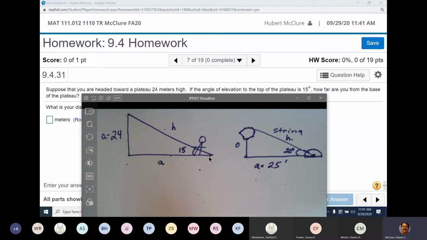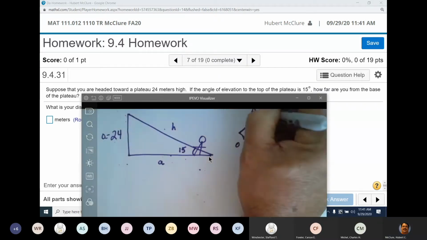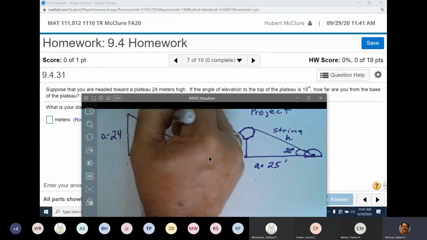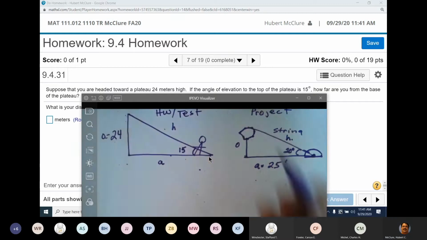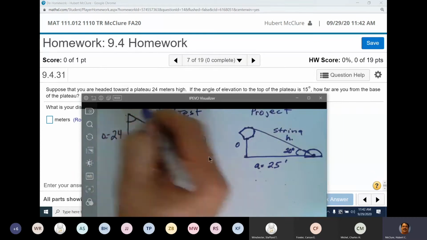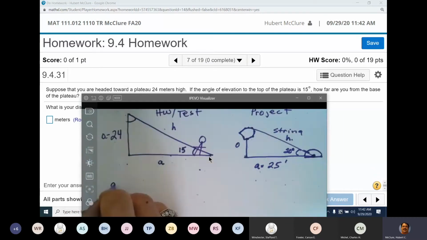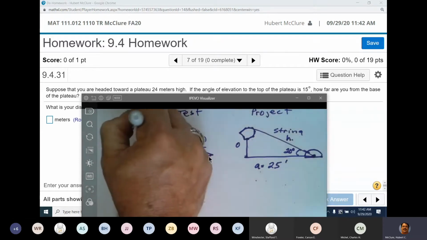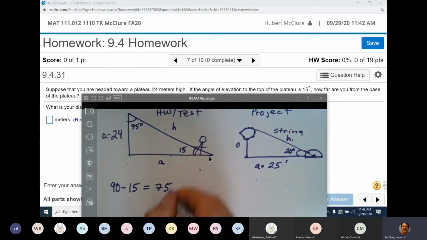And we have two problems here that are very similar. Project, and homework / test. Okay, so I'm going to go ahead and find A and H, and I'm going to find this angle up here. I can find that angle by 90 minus 15, which is equal to 75. So that angle right here is 75 degrees. Okay, so that's that.